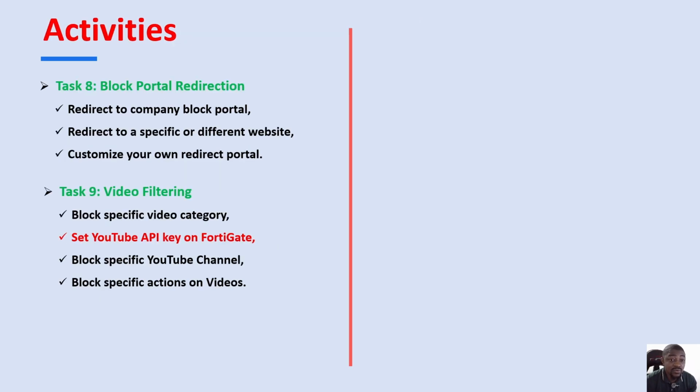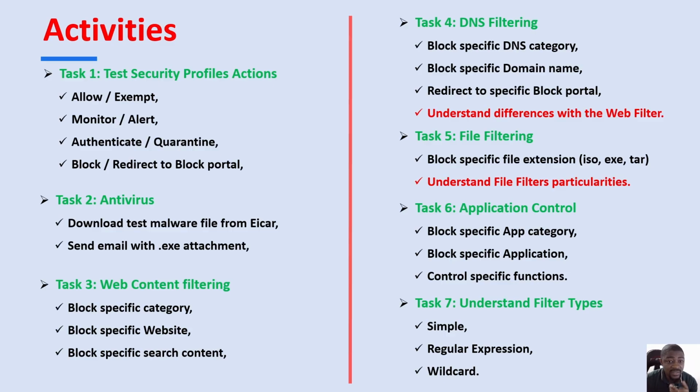I just wanted to provide you these key differences, because sometimes people ask where it is more beneficial to block a specific content, on the web content filtering or on the DNS filtering. So let's jump directly to task 5, which is file filtering. Here we are going to block specific file extensions. Maybe on your network you want to block users from downloading anything related to .iso, .exe, .tar, .tz, or any other extension, right? So let's jump directly onto our FortiGate device to see how to deal with this one.